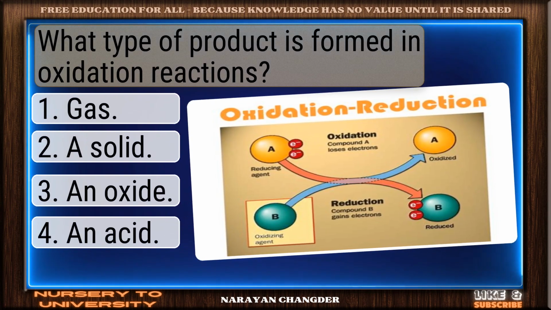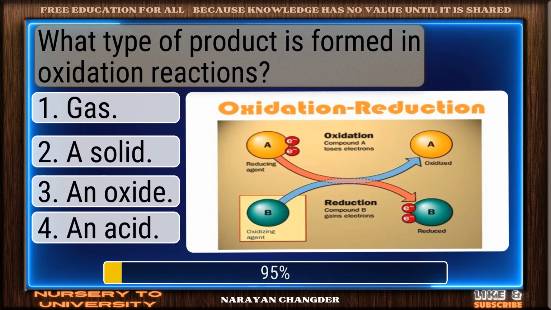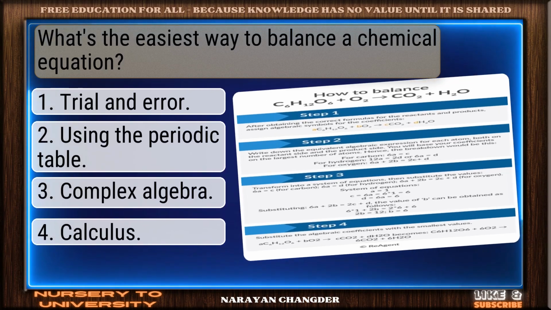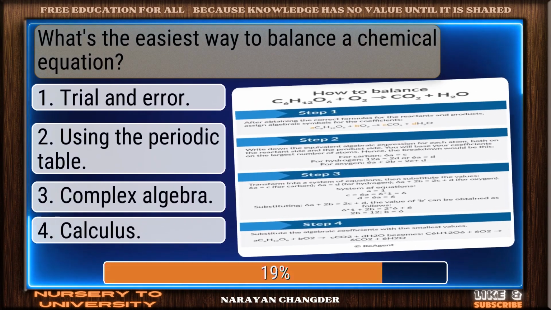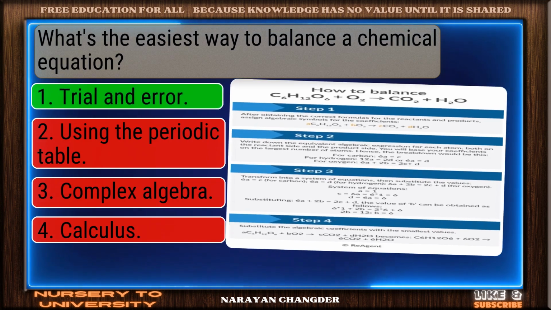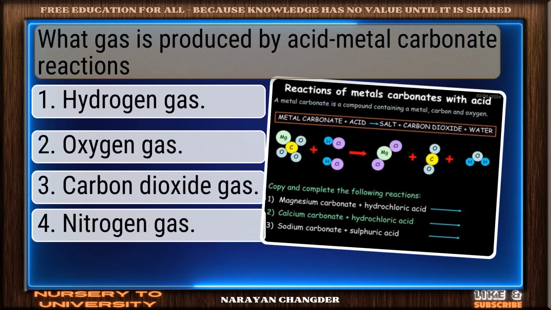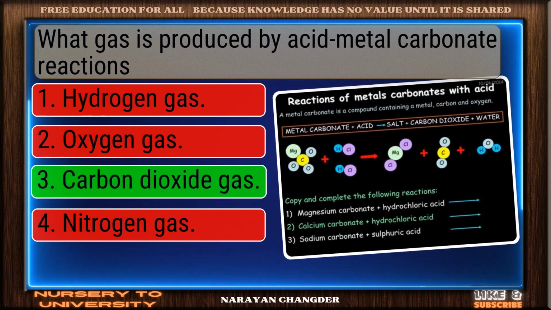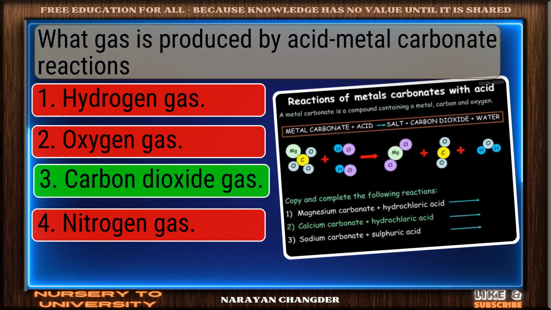What type of product is formed in oxidation reactions? On track, an oxide is the correct answer. What's the easiest way to balance a chemical equation? Valid point. Trial and error is true. What gas is produced by acid-metal carbonate reactions? Clear logic. Your choice carbon dioxide gas is sound and 100% true.